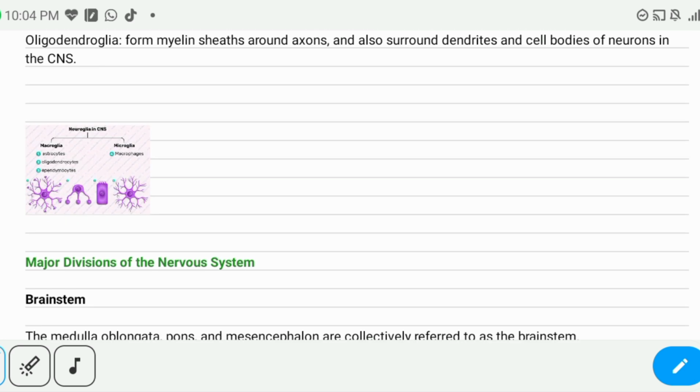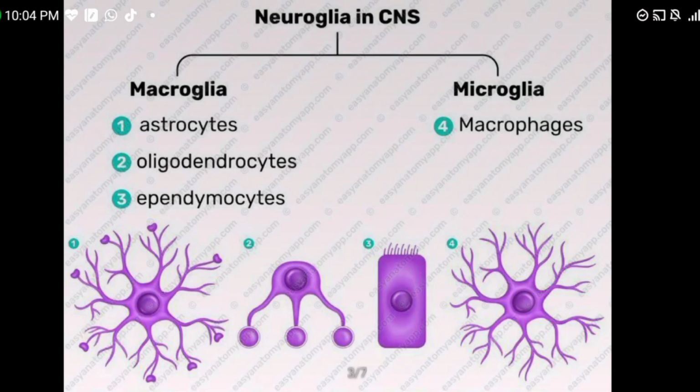So I think we should look at this diagram. It shows us neuroglia in the CNS divided into macroglia and microglia. In the macroglia we have the astrocytes, the oligodendrocytes, the ependymocyte cells, and of course the microglia cells are like macrophages.